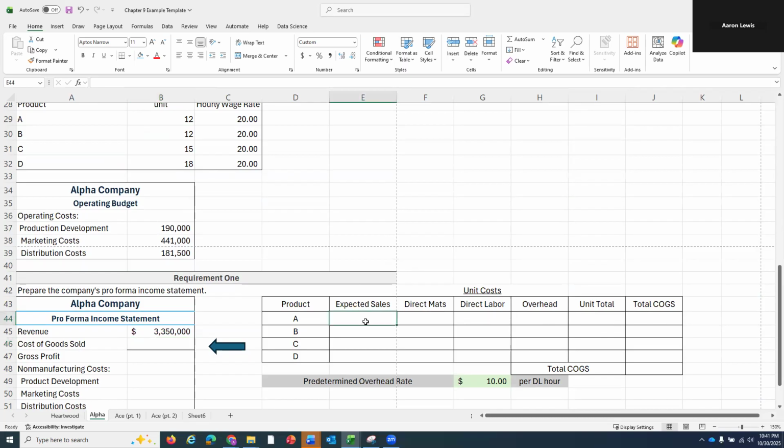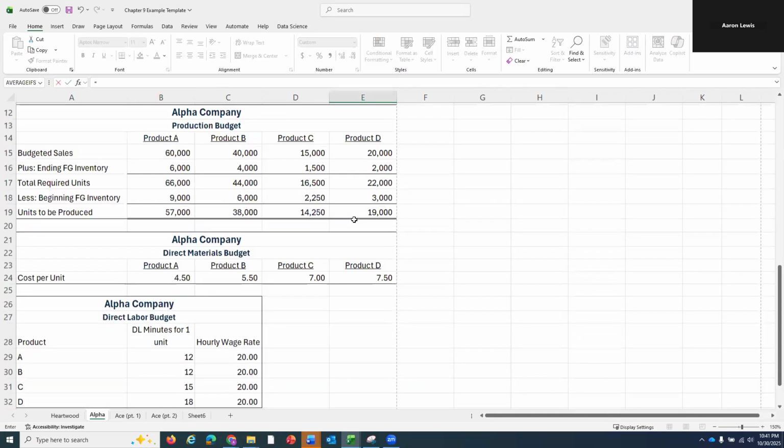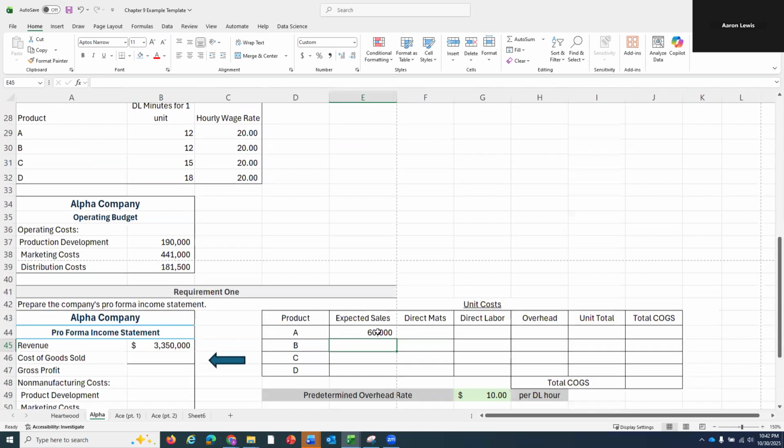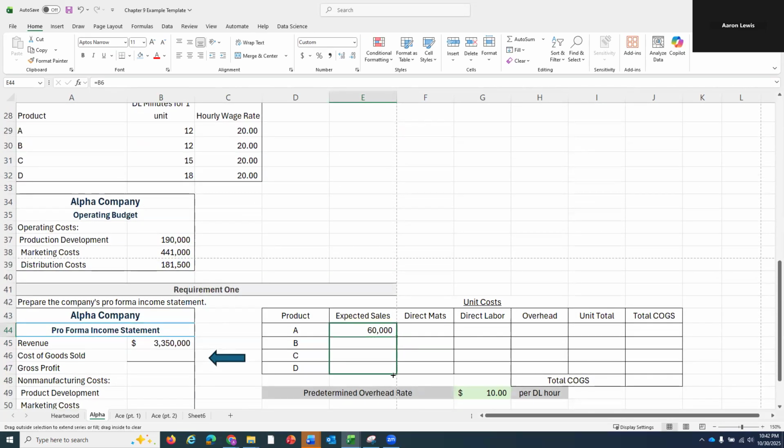Well, let's start with our expected sales of each unit. And that's given also in the sales budget. We're going to sell 60,000 product A's, 40,000 product B's, 15,000 product C's, and 20,000 product D's. I go down here and just fill handle. I can fill in all of those numbers.